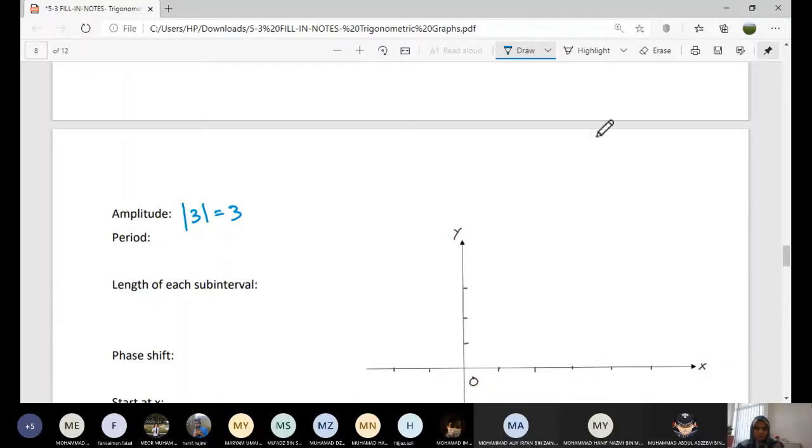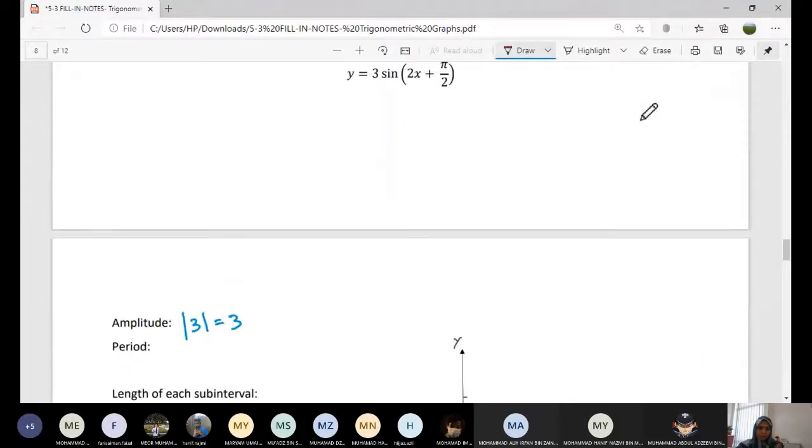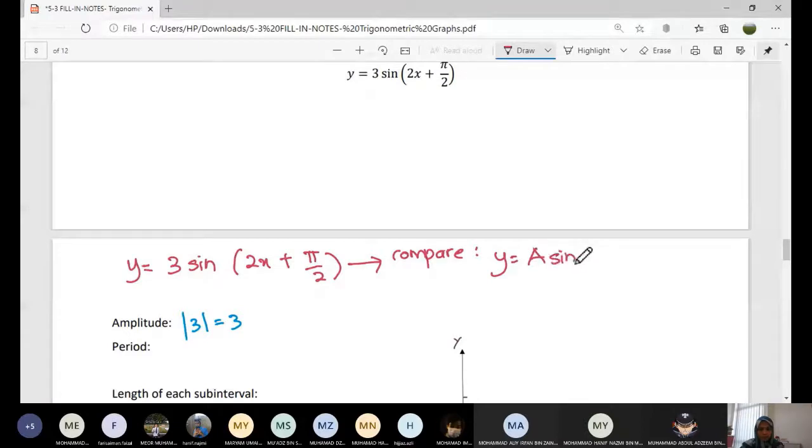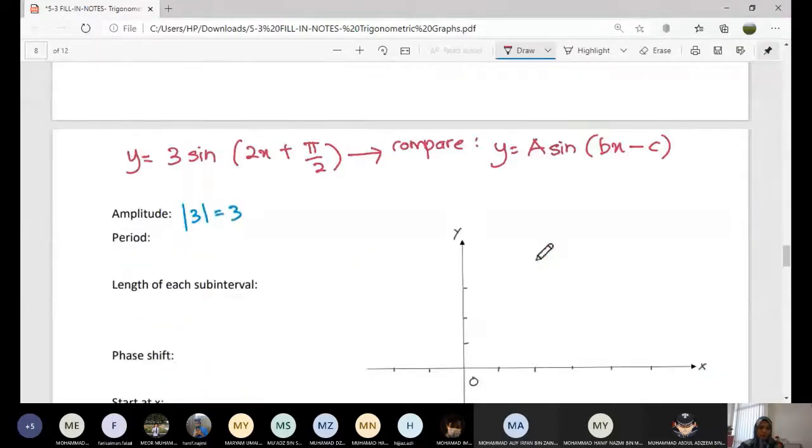I will write the equation here. y equals 3 sine of 2x plus pi over 2. Here you need to compare with the equation y equals a sine of (bx minus c). Here you have plus, here you have minus. So your c here is negative pi over 2. Okay, remember.